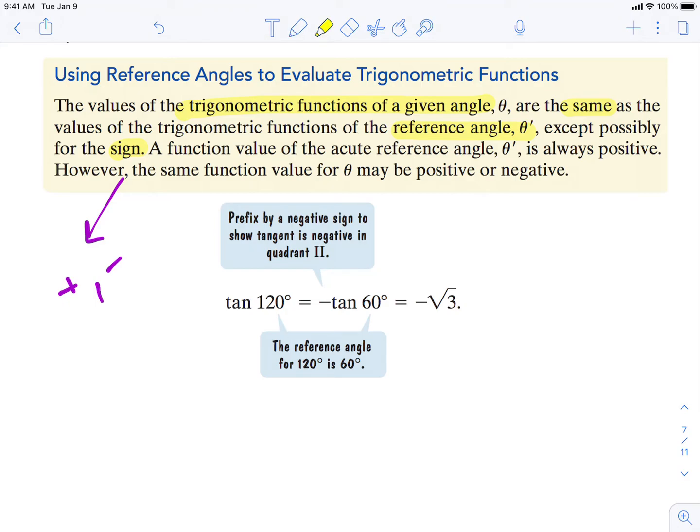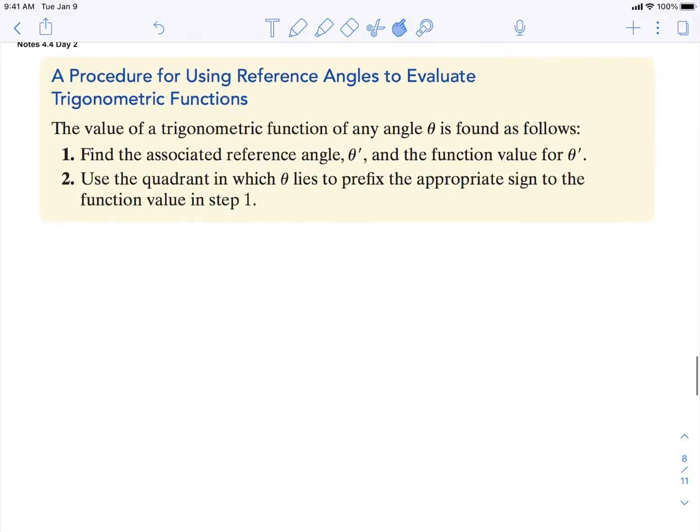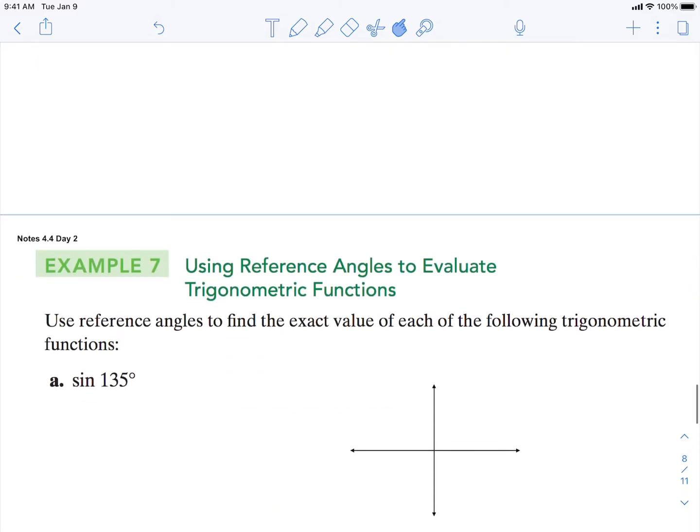So for an example, the tangent of 120 degrees, its reference angle is 60 degrees, but it's going to give you a negative square root of 3. So let's go ahead and look at the procedures. A procedure for using the reference angle in order to find the trig functions is you first want to find the reference angle and then use that quadrant to find the appropriate sign, if it's positive or negative.